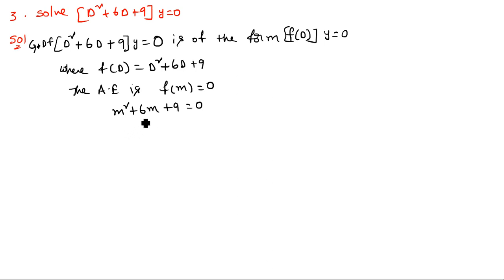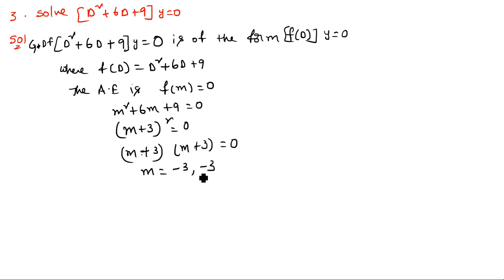So already you can see it is m plus 3 whole square. So this is m plus 3 into m plus 3 equals to 0. So m equals to minus 3 comma minus 3.